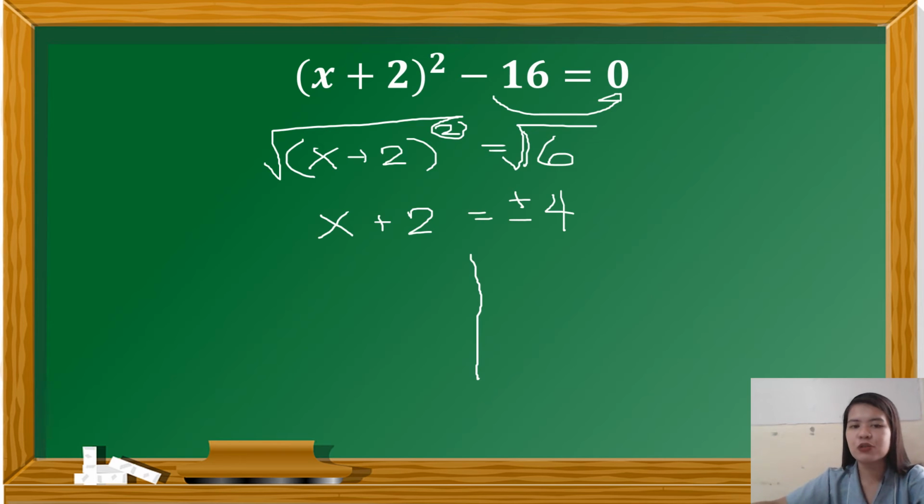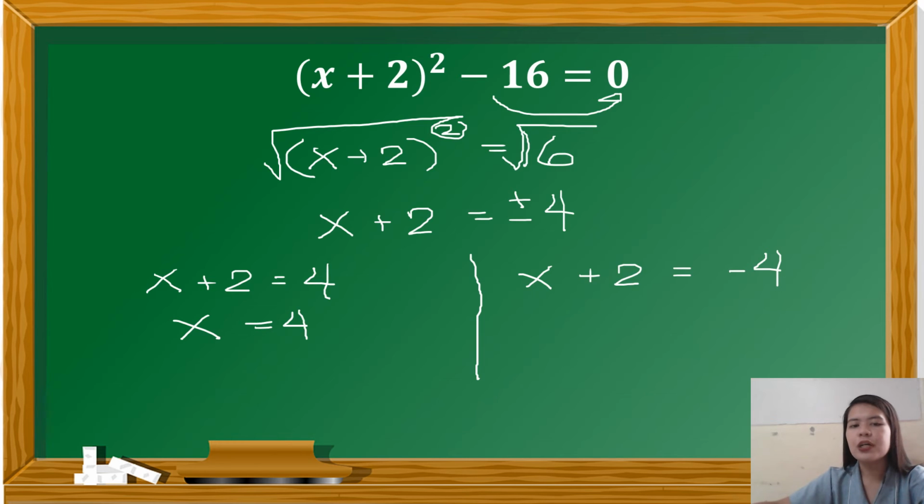Let us focus on the first one. X plus 2 is equal to 4 and x plus 2 is equal to negative 4. Dito muna tayo sa x plus 2 is equal to 4. So we have here x is equal to 4. Moving positive 2 to the other side, it will become negative 2. So our first value of x is 4 minus 2, which is 2.